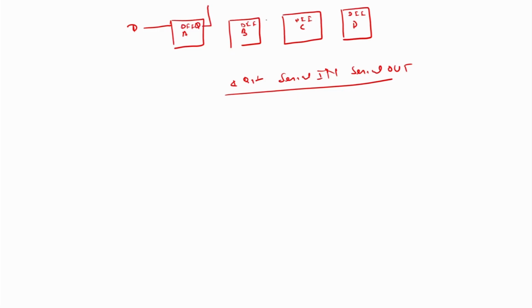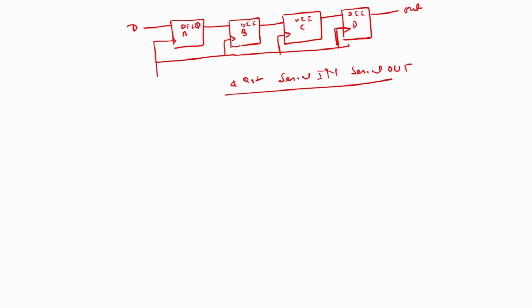Then what is the output? This is the output state, and this output state is also connected in cascaded form to the next input. Similarly, the output of this is connected as input to the next, and the output of this is connected as input, and this is the final output. This is serial in, and a common clock pulse is supplied to all the flip flops. This is a 4-bit serial in serial out register.